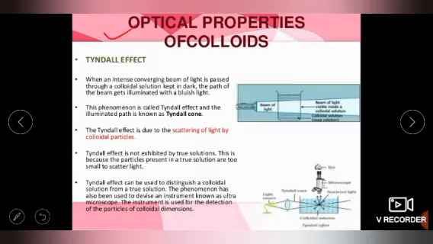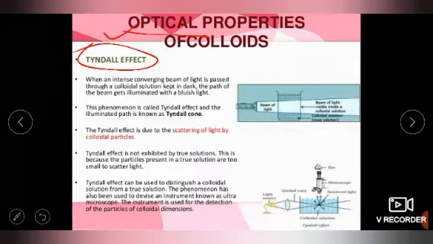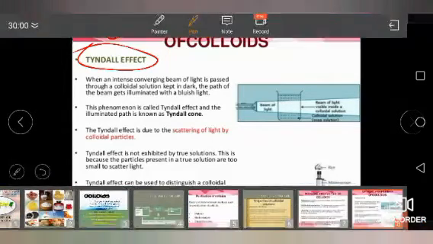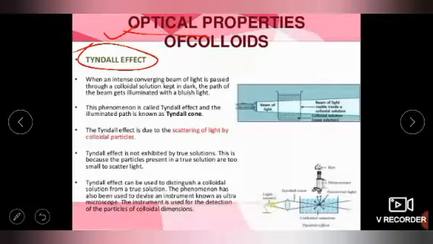And one of the important physical properties is optical properties. If we talk about the optical visible properties, the Tyndall effect is the best example of an optical property of colloids. It means that when a beam of light is passed through the colloid solution, it will diffract and scatter by striking the dispersed medium.